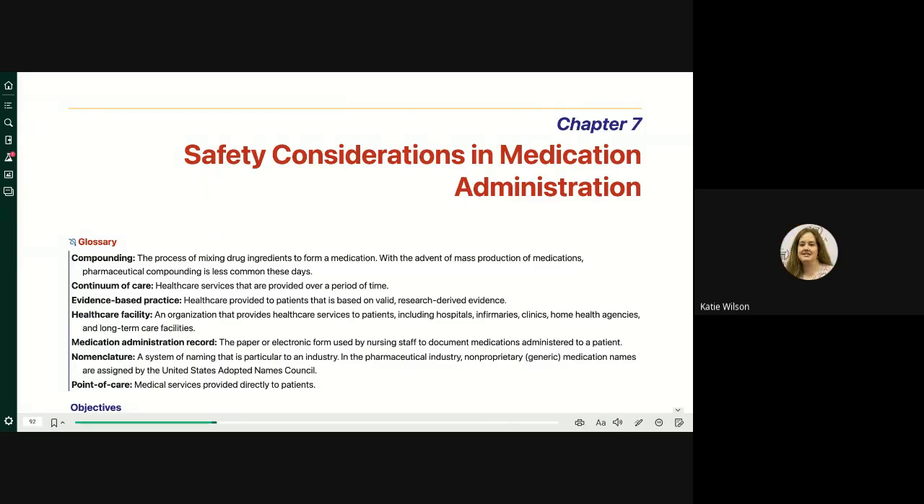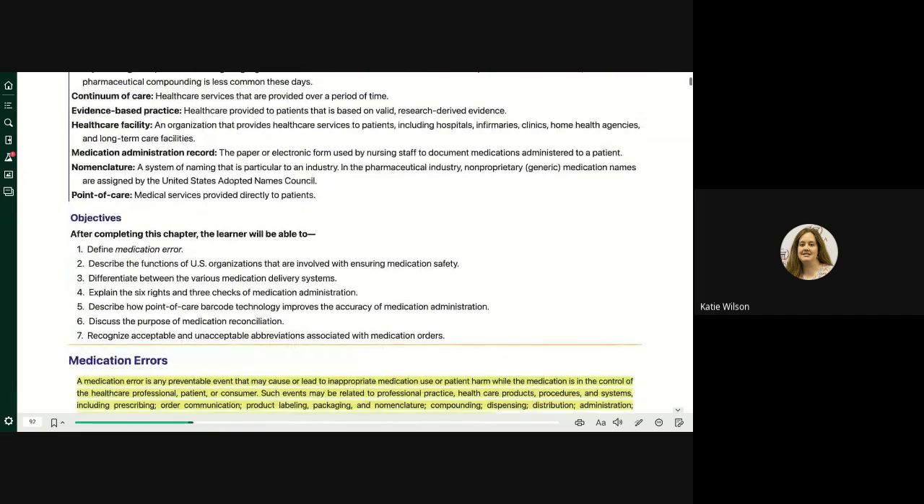This week we are covering chapters 7 and 8. So to start with, we'll quickly go over chapter 7, safety considerations in medication administration. So hopefully you are able to see my screen as I go through the chapter textbook.